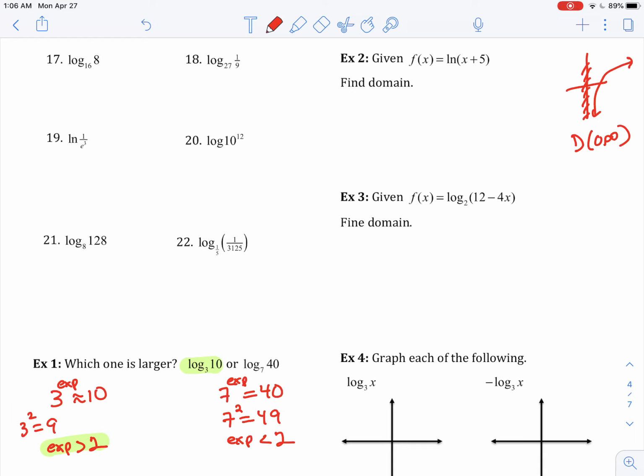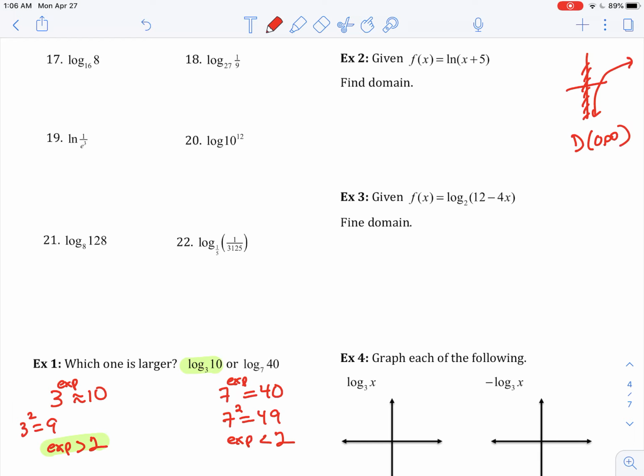So prior, we would have restrictions if we were working with even roots or if we were working with rational functions where we had variables in the denominator. Now you can add to that list. Anytime you are working with logarithmic functions, you're going to have restrictions on your domain. You're going to need to check your domain.